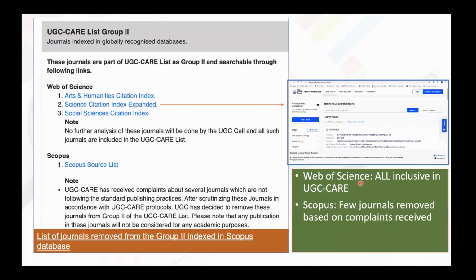And group 2 is very simple. All the journals in Web of Science are accepted by the UGC. Then for Scopus, a few journals have already been removed based on complaints that they are predatory, but you can check which journals have been removed by the UGC CARE team, and then you submit. So these are the things you have to remember when you are a university student.